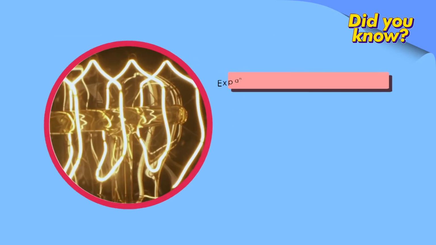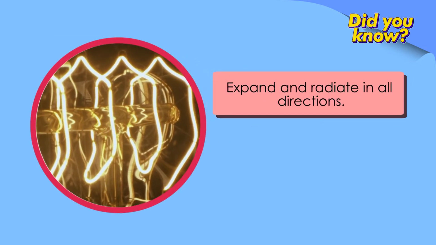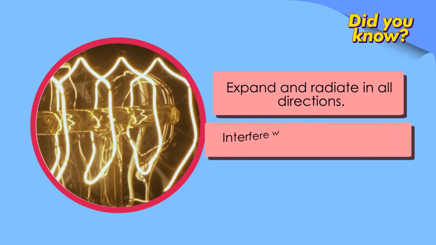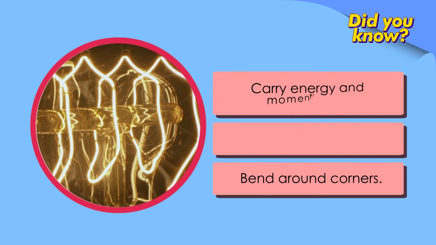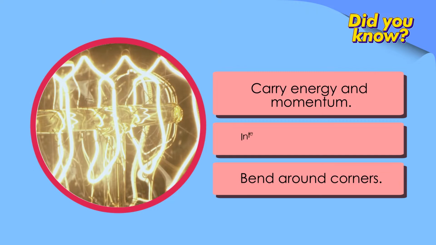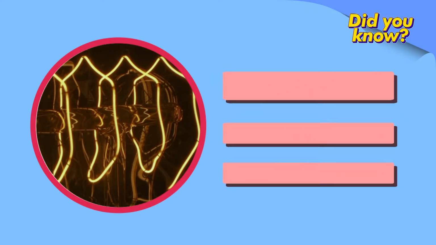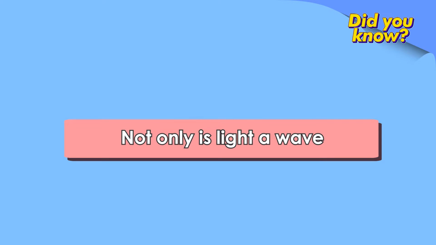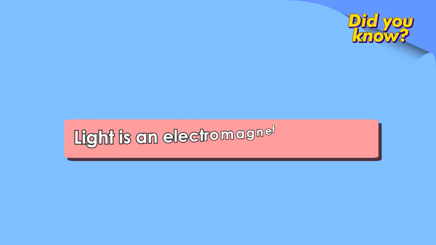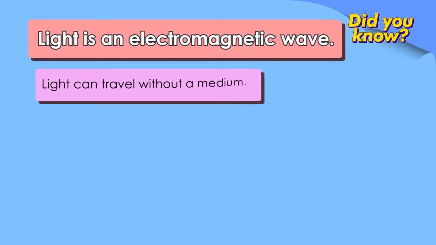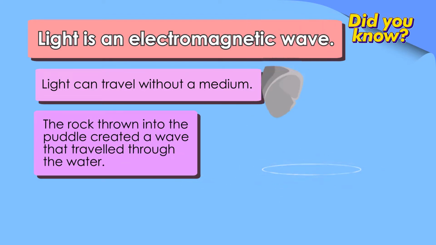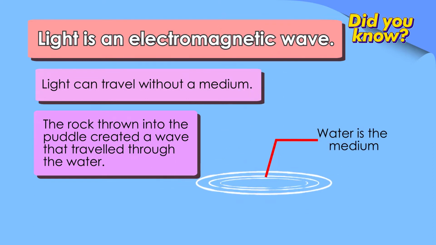As a wave, light can expand and radiate in all directions, interfere with other waves, bend around corners, carry energy and momentum, and interact with matter. Not only is light a wave, it is an electromagnetic wave. As such, light can travel without a medium. The rock thrown into the puddle created a wave that traveled through the water, which was its medium.